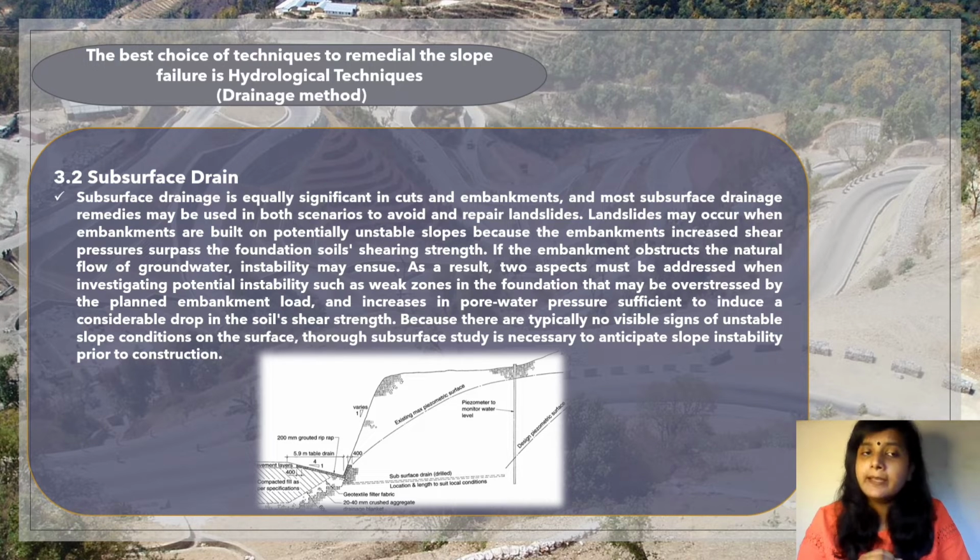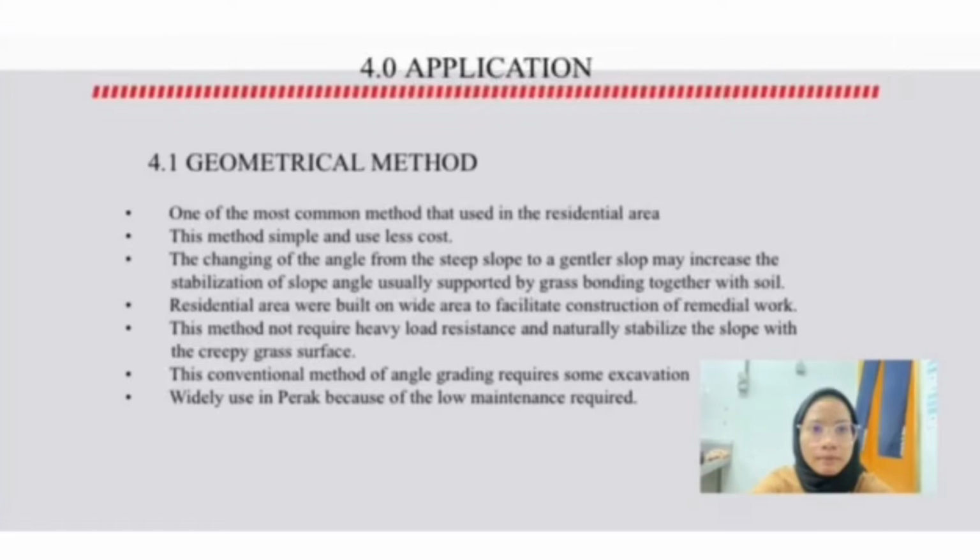Landslides may occur when embankments are built on potentially unstable slopes because the embankment's increased shear stress surpasses the foundation soil's shearing strength. If the embankment obstructs the natural flow, groundwater instability may ensue. As a result, two aspects must be addressed when investigating potential instability: weak zones in the foundation that may be overstressed by the planned embankment load, and the increase in pore water pressure sufficient to induce a considerable drop in the soil shear strength.